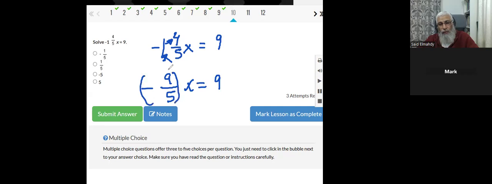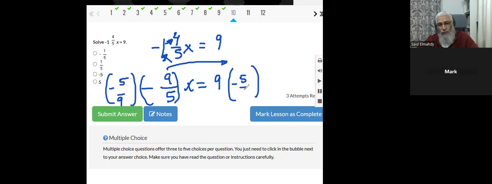We need to move this to the other side, so multiply by the reciprocal, both sides of the equation. Multiply by the reciprocal of this number, negative 5 over 9 here, and negative 5 over 9 here. This will cancel out, so it is just x here equals this.